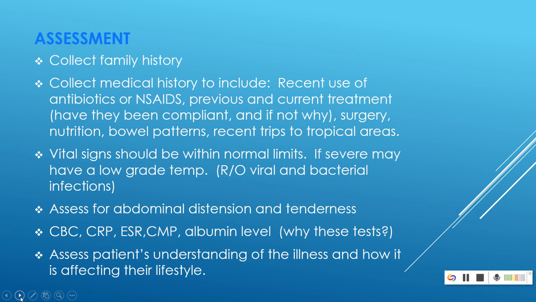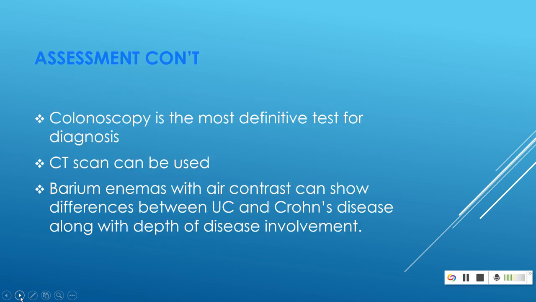We've got to assess the patient's understanding of the illness and how it is affecting their lifestyle. So if they're having increasing diarrhea, they're not going to want to go to work. They're not going to want to go do anything social, any social functions, because they don't know if they're going to have another diarrhea stool. Plus, if they're losing blood in the stool, they could be fatigued. They could be having shortness of breath. So we also need to know, how are they with their activities of daily living? Are they able to complete their activities of daily living without getting short of breath?